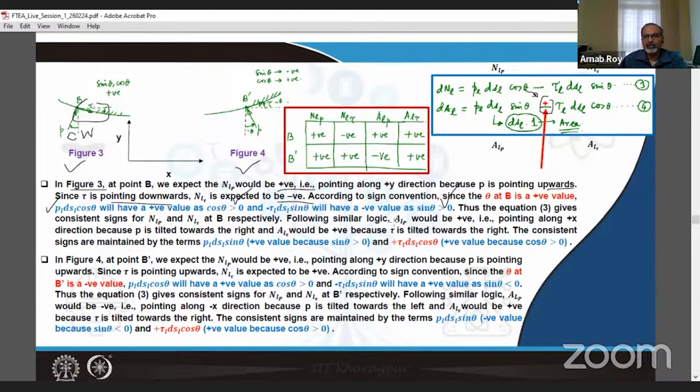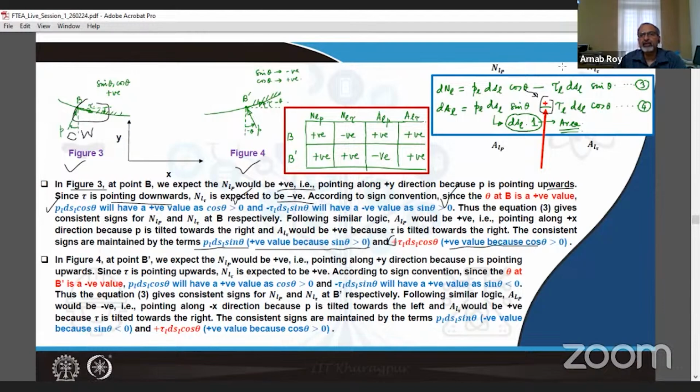Following similar logic, ALP would be positive, that is pointing along the positive x direction because P is tilted towards the right, and AL tau would be positive because tau is tilted towards the right. The consistent signs are maintained by the terms PL DSL sin theta, a positive value because sin theta is greater than 0, and plus tau L DSL cos theta, a positive value as theta is 0.